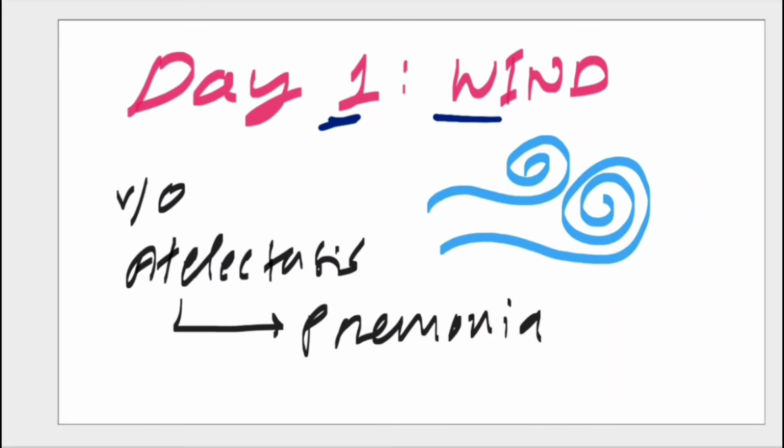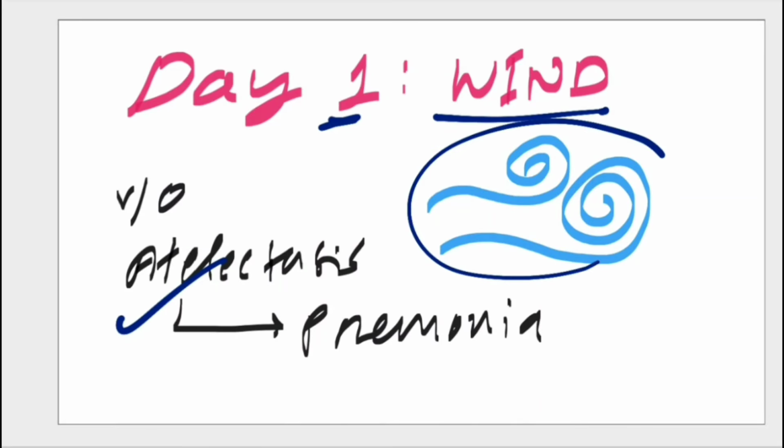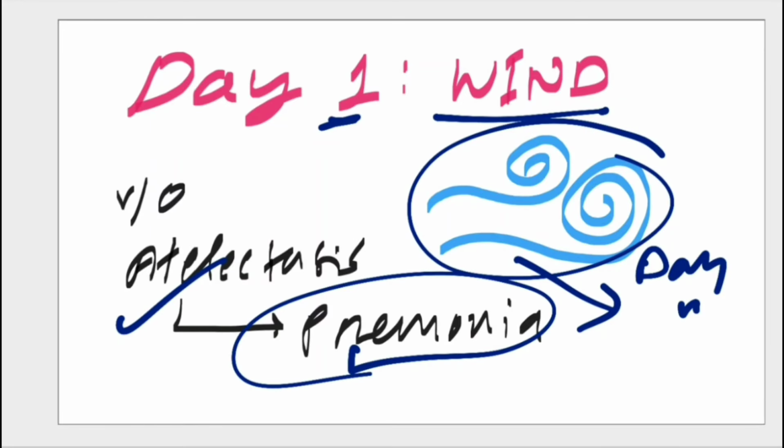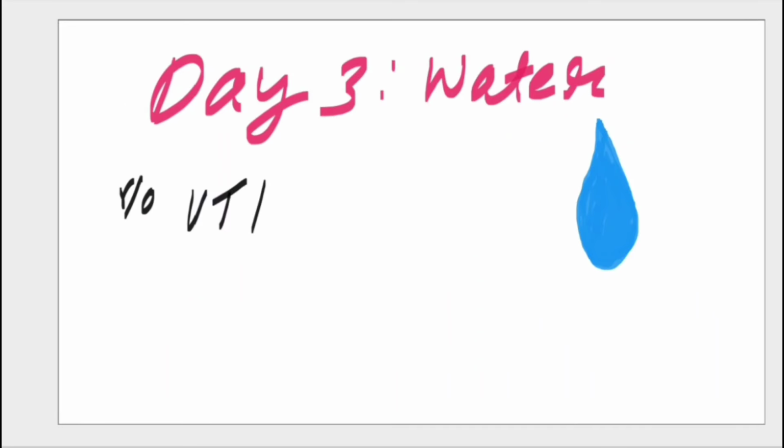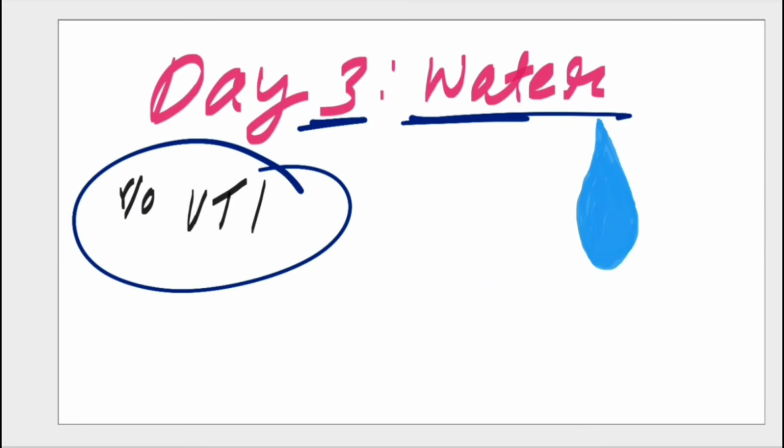Day 1, the W is wind, so rule out atelectasis. If this is not ruled out on day 1, on day 2 and day 3 it can lead to pneumonia. Day 3, the W is water, rule out urinary tract infection.